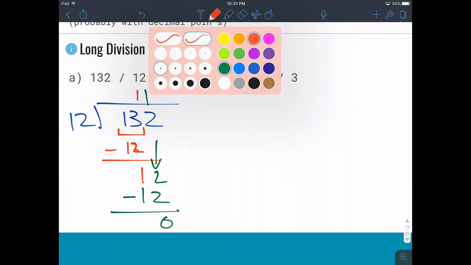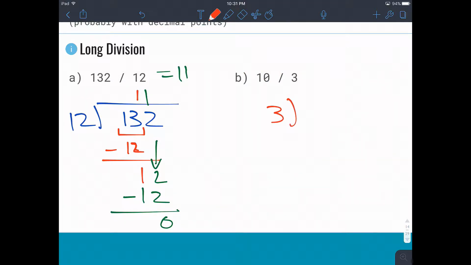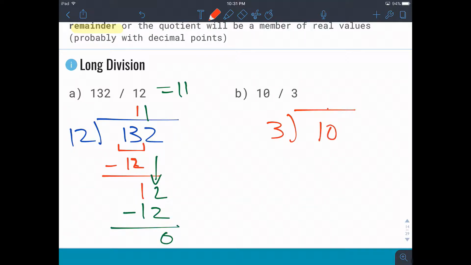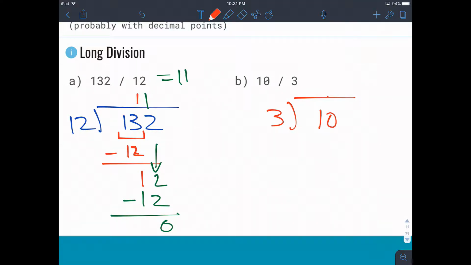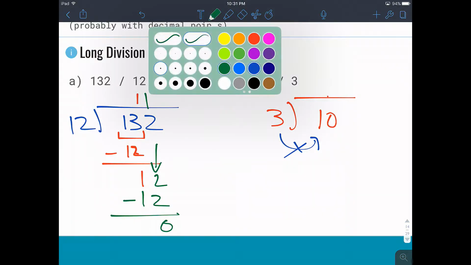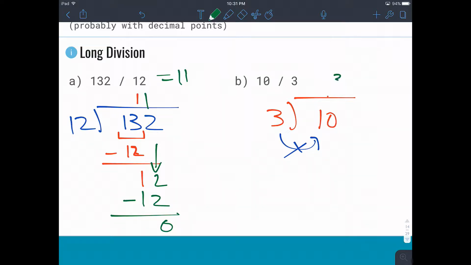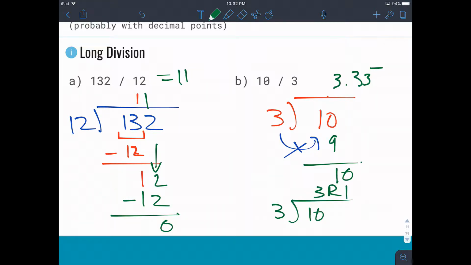Let's see how the next question works. We're going to do 10 divided by 3. Well, 3 can't go into 1, so this doesn't work. We have to look at how many 3s we can put into 10. Well, we know that 3 times 3 gives us 9. That will give us another 1. At this point, we can put a decimal point and make that a 10, which gives us 3.333 to infinity, or 10 over 3 is 3 with a remainder of 1.